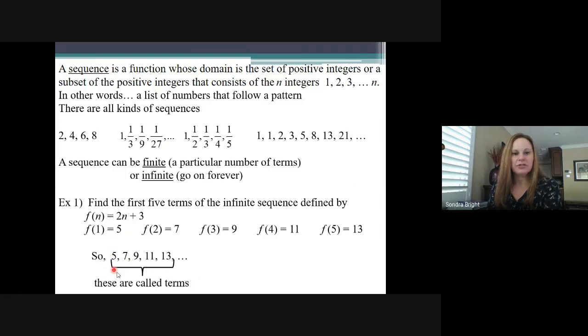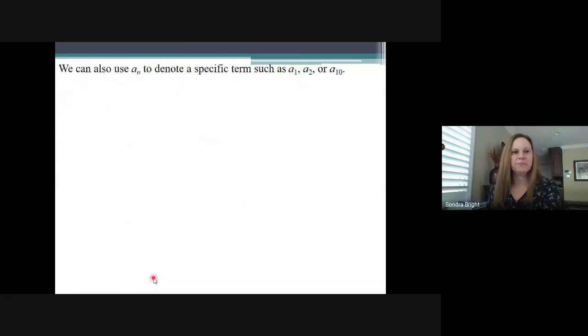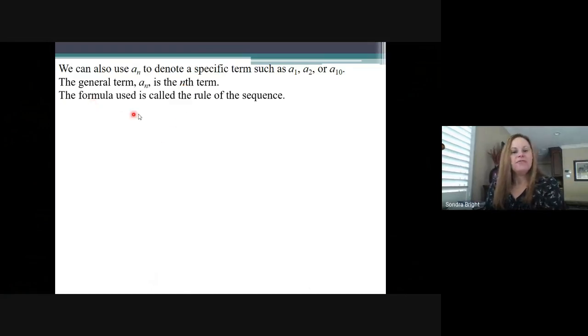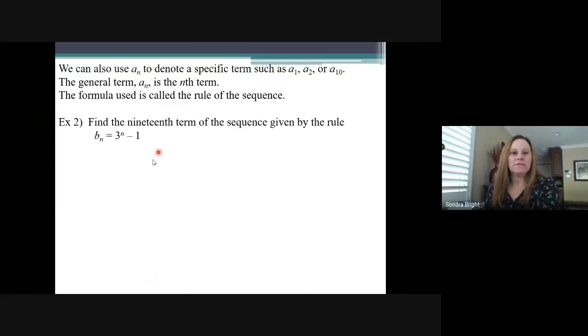These are called the terms: first term, second term, third term, fourth term, fifth term. We're going to be using some math notation for that you're going to hate, but that's all that it's referring to. This is the math notation I was talking about. We can use a sub n to denote a specific term, such as a1, a2, or a10. A1 means the first term. A2 means the second term. A10 means the 10th term. And then the general term a sub n is the nth term. And the formula used is called the rule of the sequence.